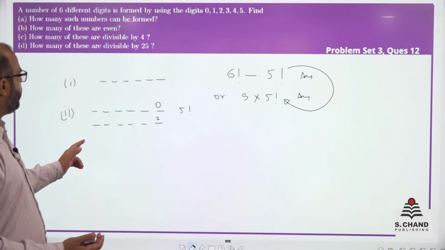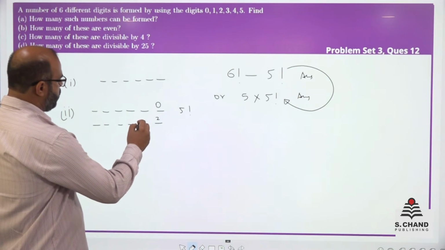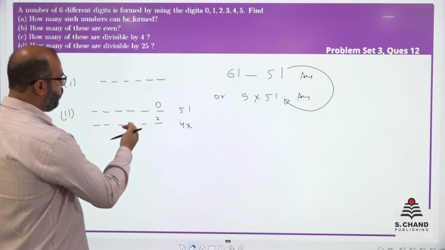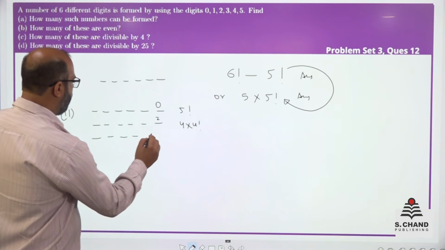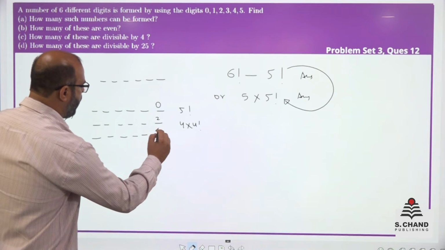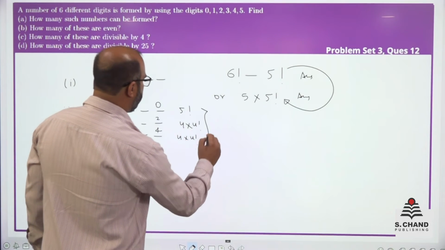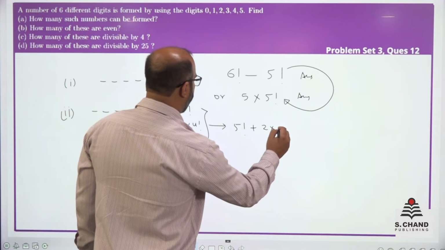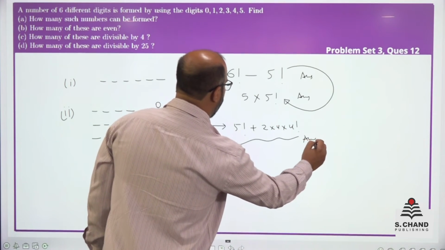So for that to be eliminated, again you do the same thing: you take 0 at any one of the 4 places in 4 ways and the rest 4 numbers in 4 factorial ways. Similarly for 4 at the unit place, this will be 4 into 4 factorial. So the total number of ways is 5 factorial plus 2 into 4 into 4 factorial. Now you can calculate this and get the answer.